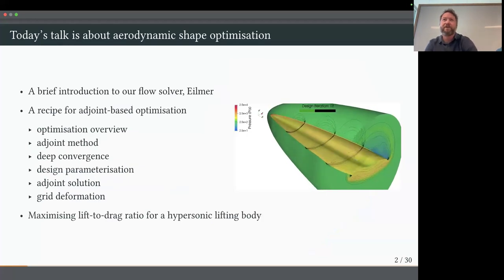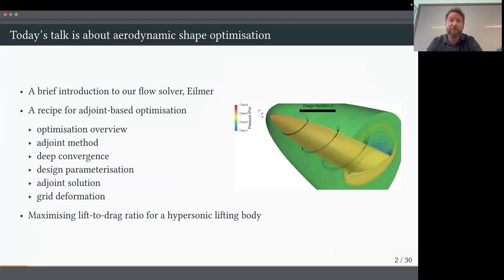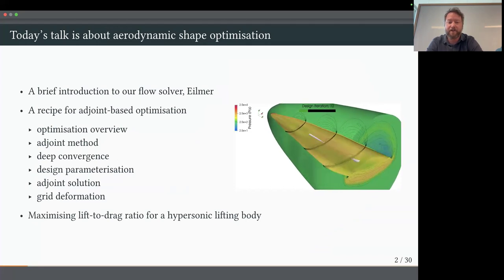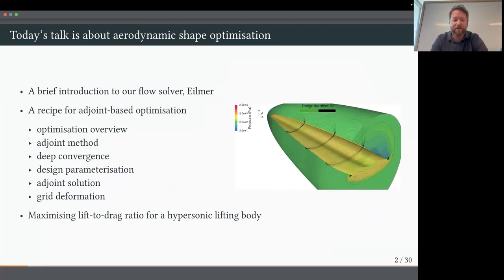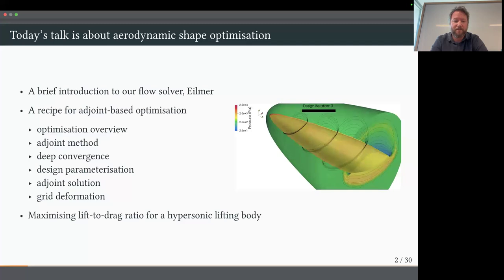So today's talk is going to be specifically about that aerodynamic shape optimization. To give some context, I'm going to speak a little more broadly about this flow solver Eilmer, as Azadeh mentioned in her introduction. And then I'm going to talk about our approach of adjoint-based optimization. So I've given a little bit of a recipe. I'll give an overview. I'll talk about this thing in particular called the adjoint method. I'll explain why we need deep convergence and how we've achieved that.